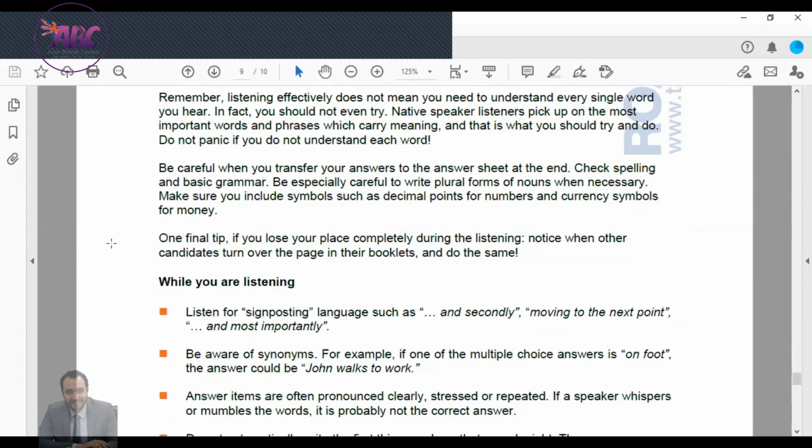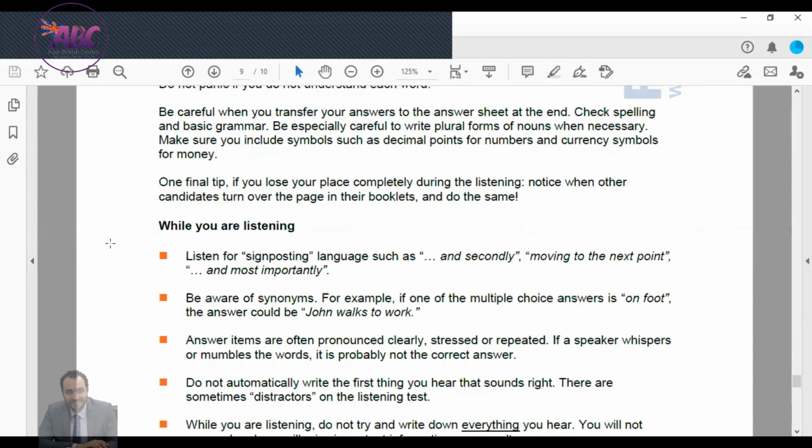One final tip: if you lose your place completely during the listening, notice when other candidates turn over the page in their booklet and do the same, because the audio is the same for all the candidates.